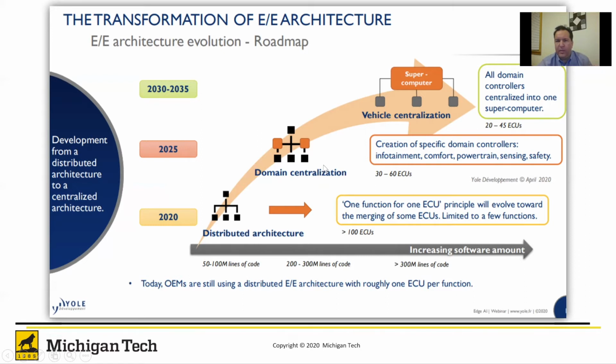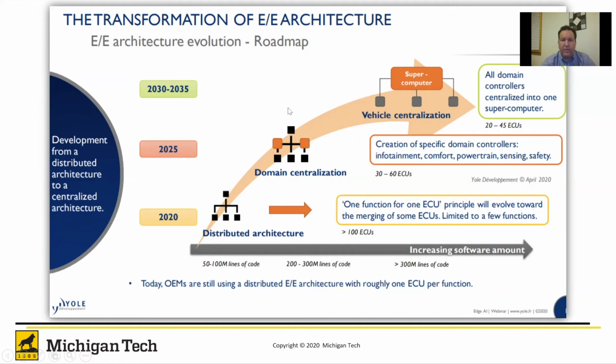In the next 5 years, there will be more domain-specific CPUs, engine control units. For example, you could have a controller for entertainment, a controller for climate control, a controller for the powertrain, how the wheels are moving, maybe a controller to get all the sensor data, and another one for safety, automatic braking, for example.